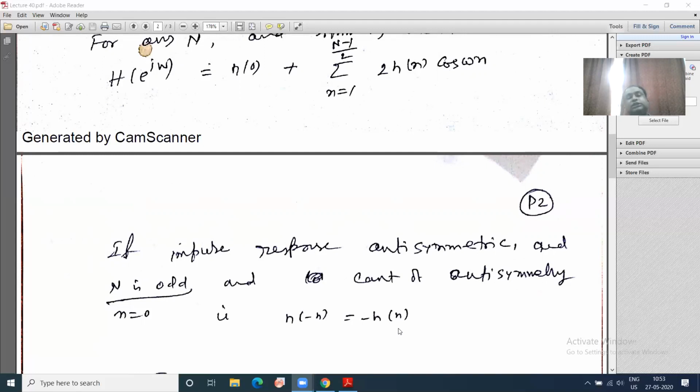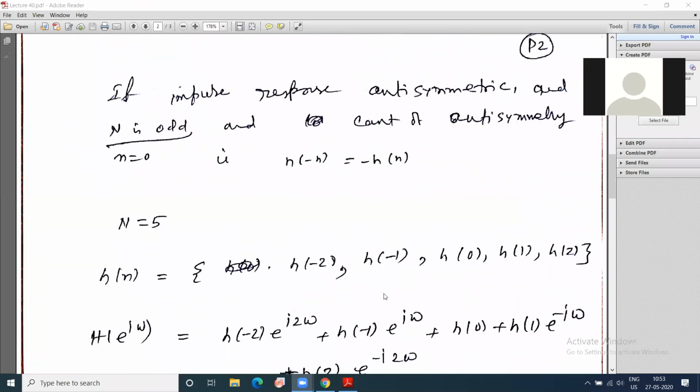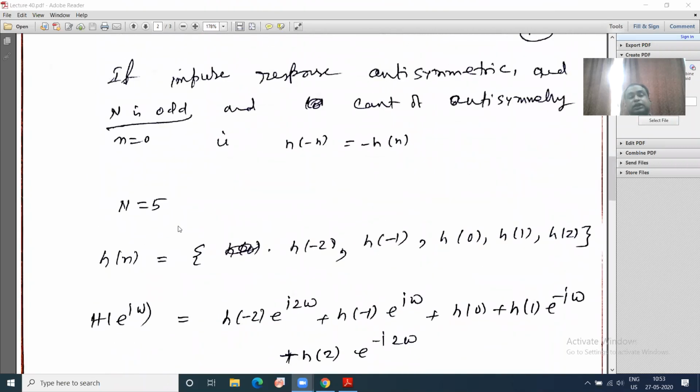Now, if we consider antisymmetry in a filter design with respect to the origin, then we will write h of minus n equal to minus hn. Agreed? Now, again, if we see in this example that N equal to 5 means you have 5 filter coefficients: h of minus 2, minus 1, h0, h1, h2. Then, if you take symmetry or antisymmetry with respect to 0, you should have an equal number of points on either side of 0. There are 2 points and 2 points. So this is all right.